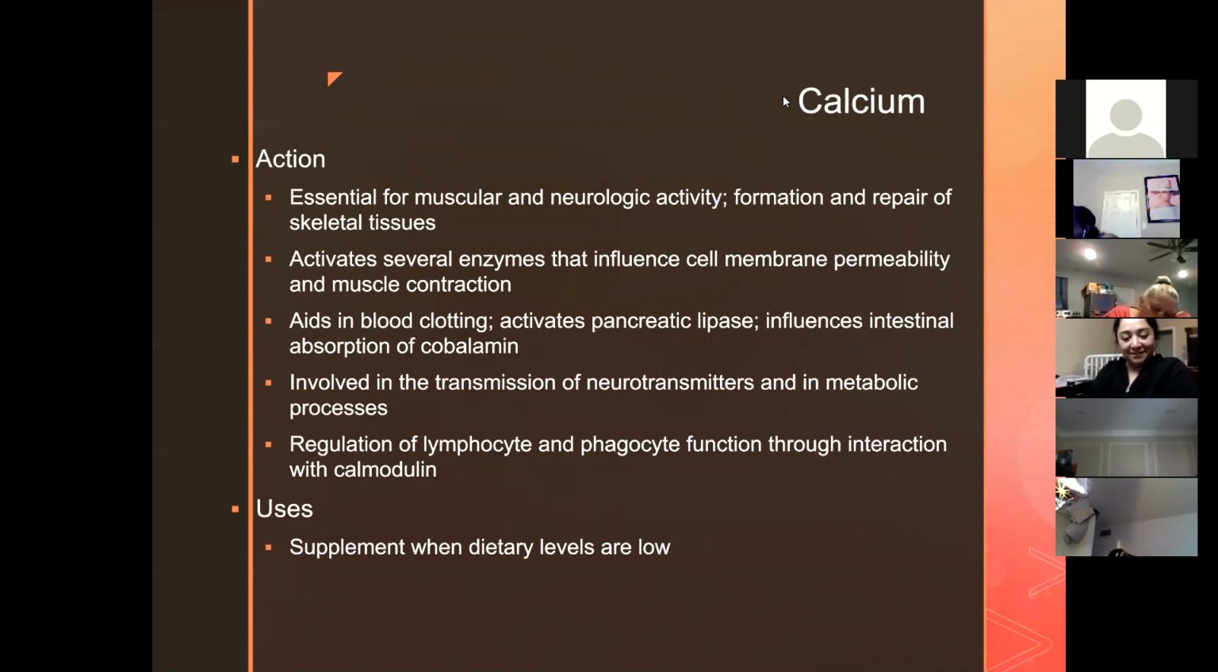All right. So calcium, we know it's great for muscular and neurologic activity. It is great for muscle contraction. It's great for blood clotting. I'm not going to read all this stuff, but it is also essential for proper myocardial function. Your heart needs calcium.